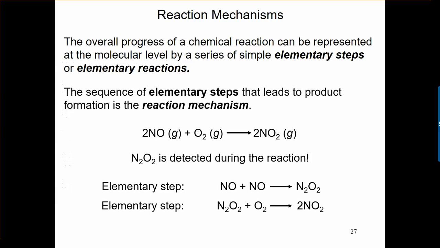You can have different steps in a reaction. Like this one, nitrogen monoxide will react with nitrogen monoxide to form N2O2. N2O2 then reacts with O2 to form 2NO2. So you can have different steps, and these would each have their own kind of energy curve.